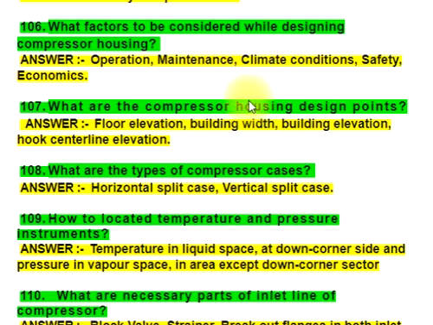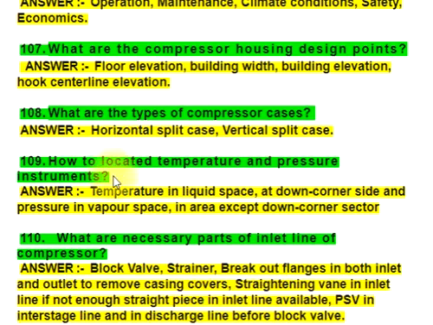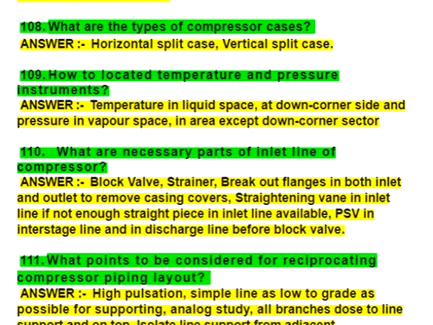107. What are the compressor housing design points? Answer: floor elevation, building width, building elevation, hook centerline elevation. 108. What are the types of compressor cases? Answer: horizontal split case, vertical split case. 109. How to locate temperature and pressure instruments? Answer: temperature in liquid space, at a downcomer side, and pressure in vapor space, in area except downcomer sector.